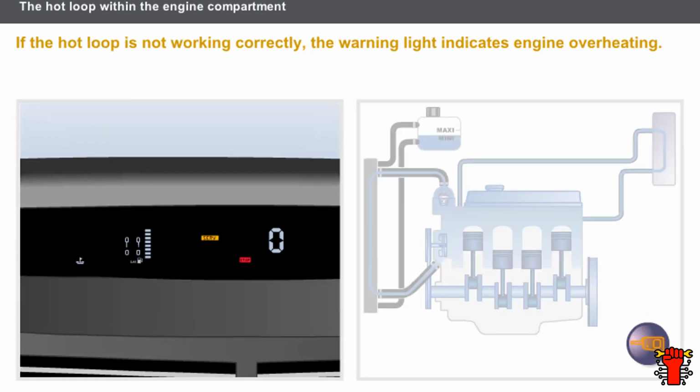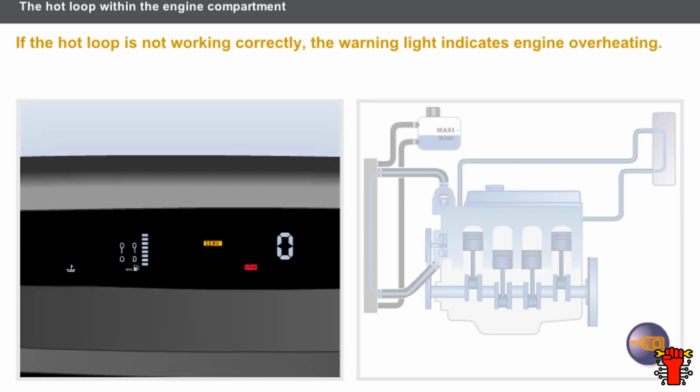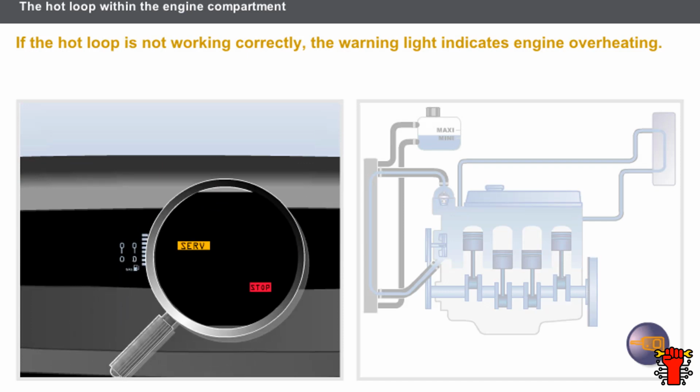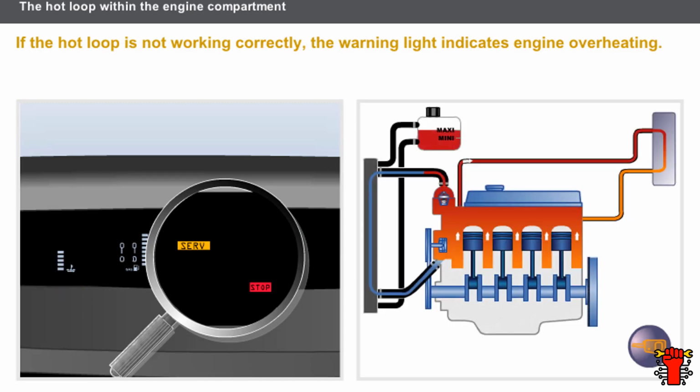Let us now look at the warning light and engine temperature gauge. The warning light and gauge are located on the instrument panel. Some vehicles only have the warning light. When the engine starts, its temperature rises progressively. If the hot loop is not working correctly, the warning light indicates engine overheating.